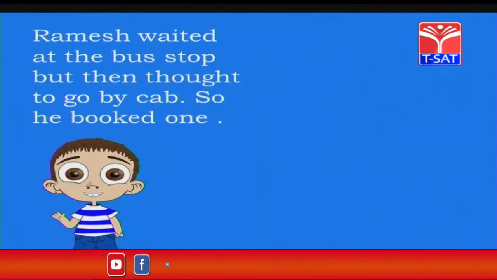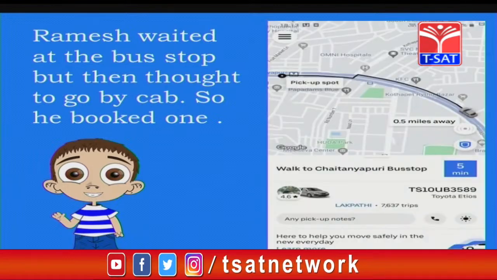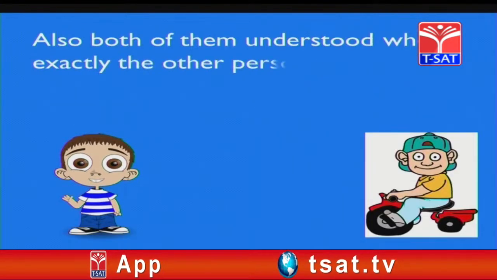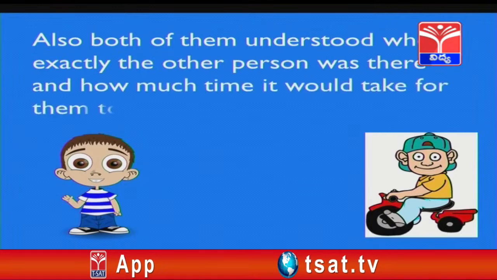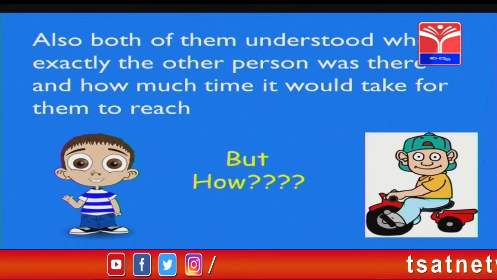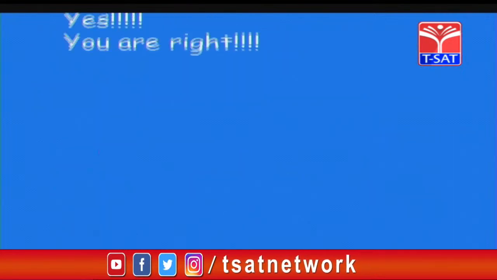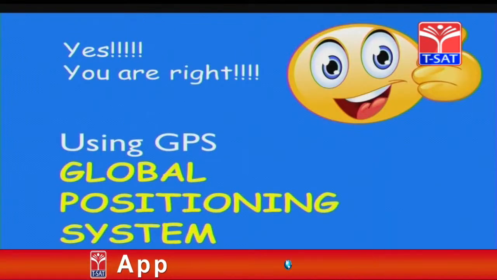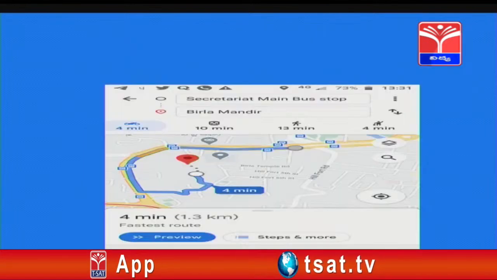Ramesh waited at the bus stop but then thought to go by cab. So, he booked one and he could see that the cab would arrive in another 5 minutes. Also, both of them understood where exactly the other person was and how much time it would take for them to reach. But how were they able to know this? Yes, you guessed it right, using GPS, that is Global Positioning System.